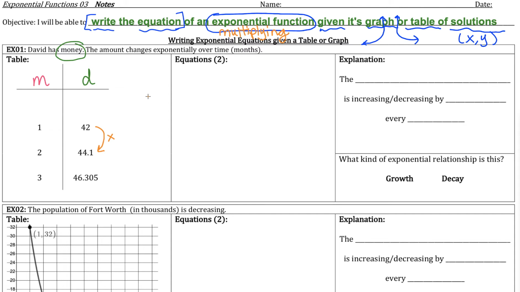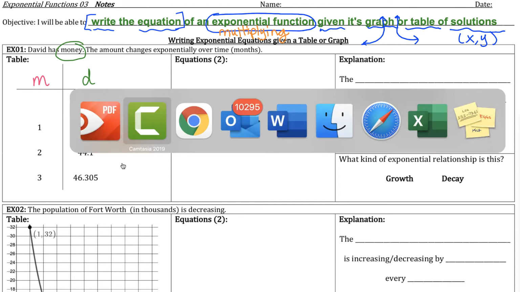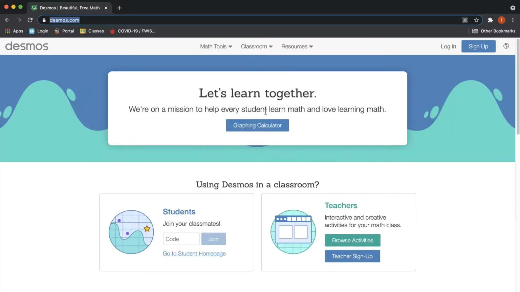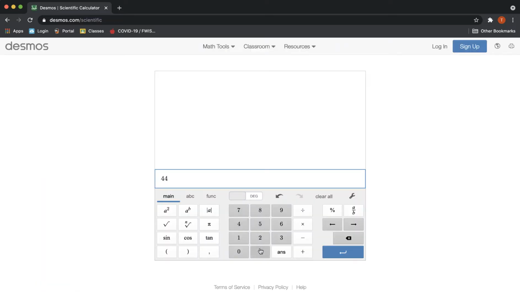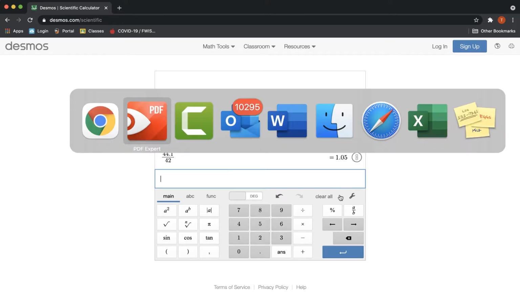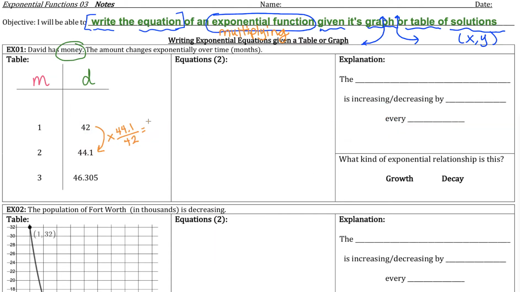Let's do 44.1. Well, I guess I should put it to the side. So we're going to multiply by 44.1 divided by 42. Let's try that. 44.1 divided by 42 is 1.05.